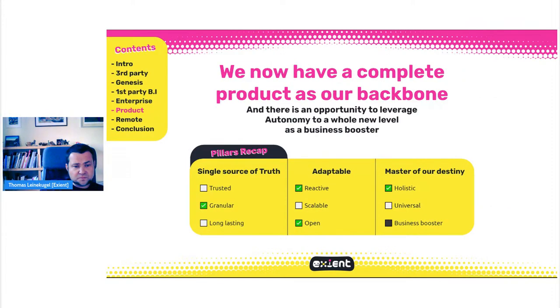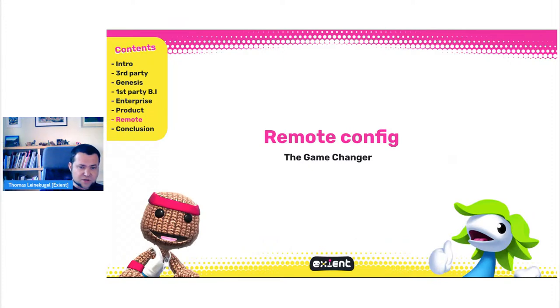Okay, so now basically we are good with all of that. We have our product, it's stable, it's delivering lots of things. Now it's time to go to the last bit. How do we boost our business thanks to Autonomy? And the game changer is remote config.